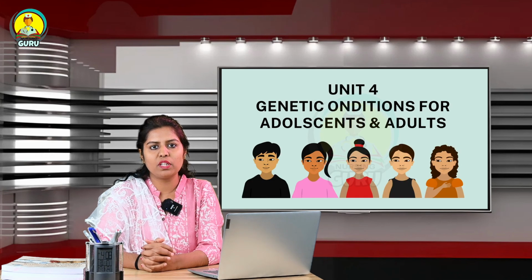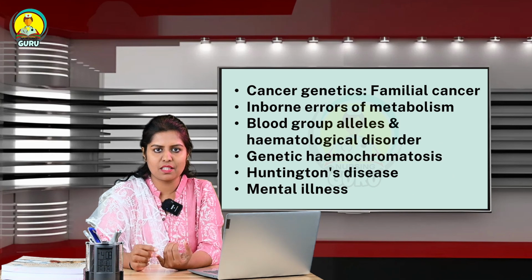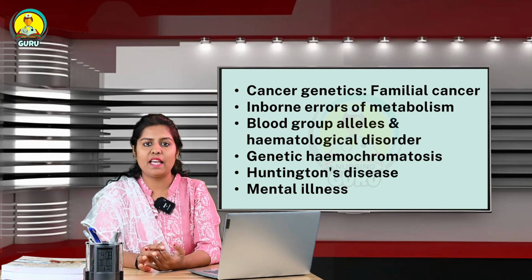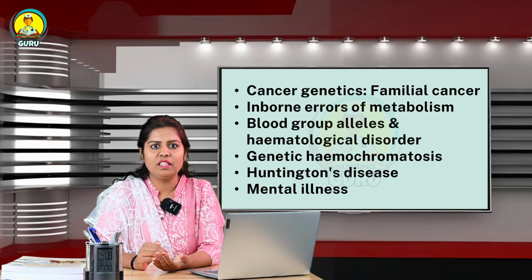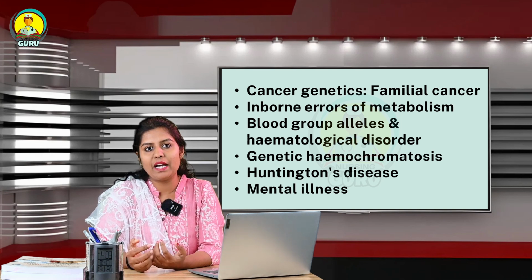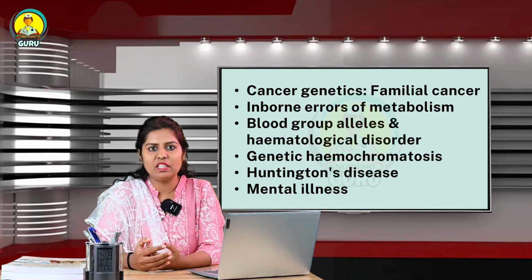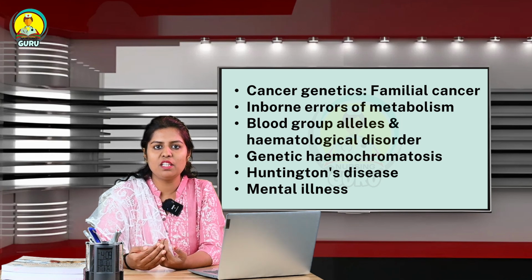Then unit 4, genetic conditions of adolescents and adults. So for example cancer genetics, how it comes through the ancestors, for example from the parents to children. Then inborn errors of metabolism, then blood group alleles and hematological disorders, then genetic hemochromatosis, then Huntington disease, mental illness. So these all come under the 4th unit.